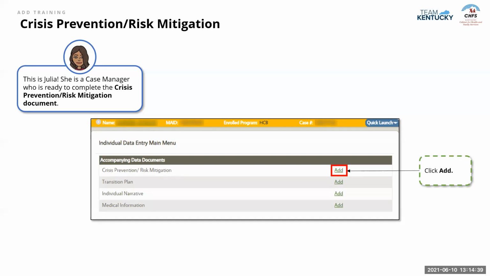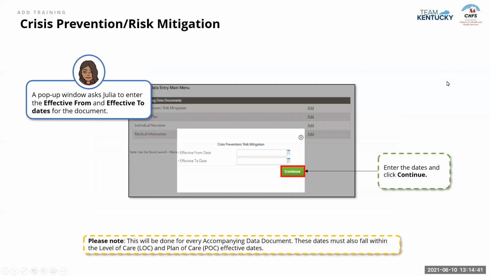So she's going to click add on the right-hand side of that screen. And Julia's going to see a pop-up window asking her to enter the effective from and the effective to dates for this document. These dates are essentially just going to provide a timeline of how long this specific ADD document is going to be valid for. So just keep in mind as we work through every document, you will see this pop-up window come up, and these dates must also fall within the level of care and plan of care effective dates that you have previously entered.